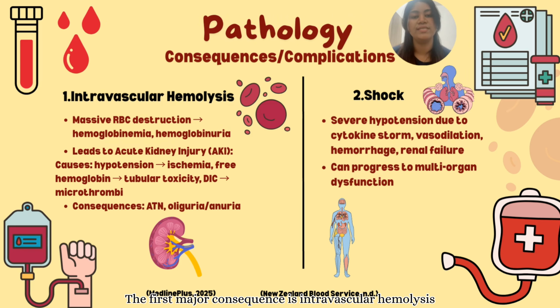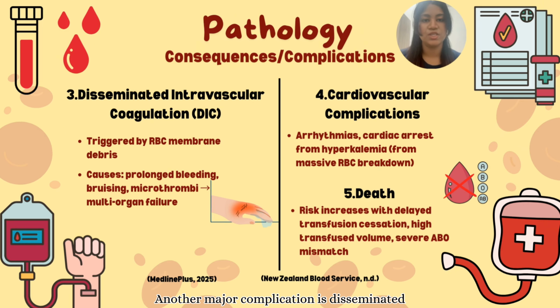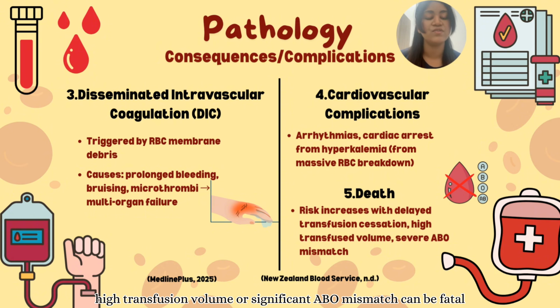The first major consequence is intravascular hemolysis, which causes massive red blood cell destruction with hemoglobinemia, hemoglobinuria, and acute kidney injury. That may progress to acute tubular necrosis. The second is severe hypotension from cytokine release, vasodilation, and renal failure, which can lead to multiple organ dysfunction. Another major complication is disseminated intravascular coagulation caused by red blood cell debris, which leads to prolonged bleeding, microthrombi, and multi-organ failure. Cardiovascular issues such as arrhythmias or cardiac arrest may result from hyperkalemia. Severe cases, especially with delayed transfusion cessation, high transfusion volume, or significant ABO mismatch, can be fatal.